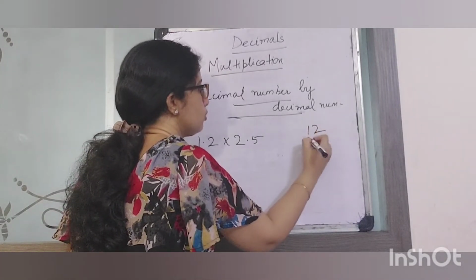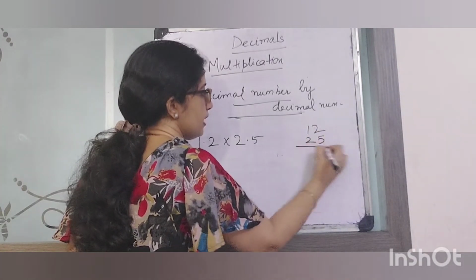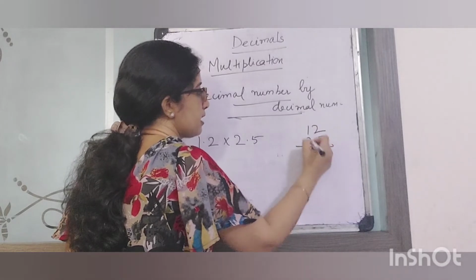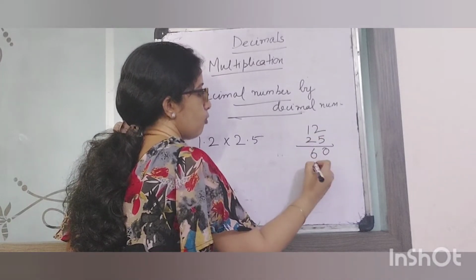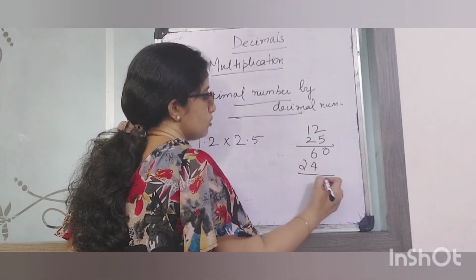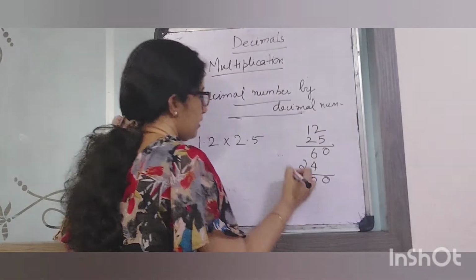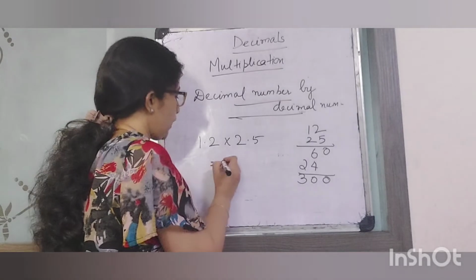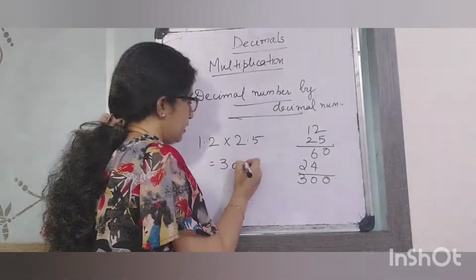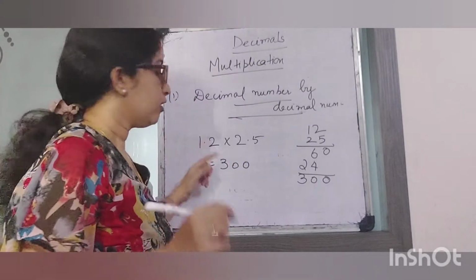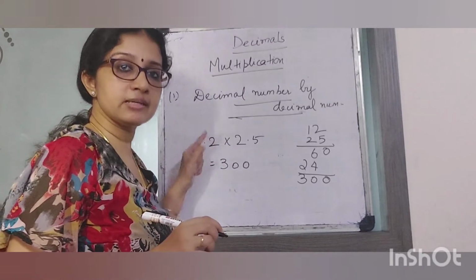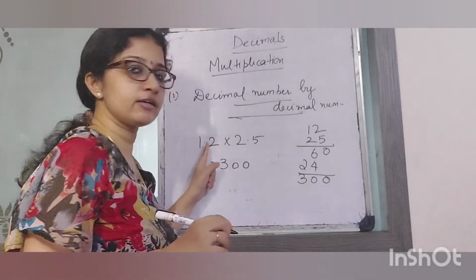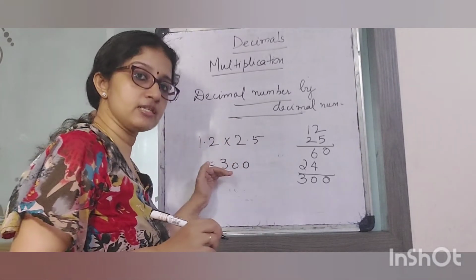Okay. So what will we get? 12 into 25. Okay. 5 2s are 10, 6, 4, 2, 300. Correct? We got the answer 300 here. So write 300 here. Now what should we do? Finally, we have to see how many digits are there to the right hand side of the decimal point.